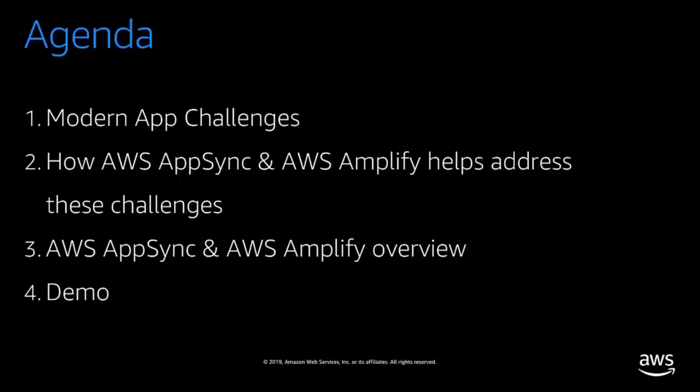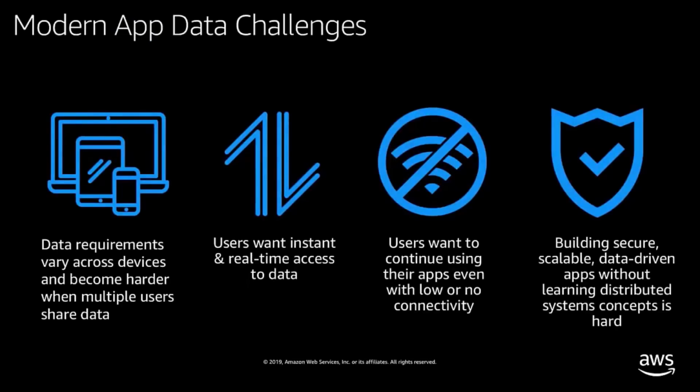So what are some modern app data challenges? Well, first of all, most applications that you use these days work across multiple devices. So when you access your application, you may be accessing it from a desktop at one moment, and then you may go to eat lunch or something, and then you may need to access the same data from your mobile device. And then on top of that, we have multiple users sharing data. For instance, if you have a spreadsheet application or dashboards that are using data from multiple users, this becomes even harder. And we're going to look at how AppSync actually helps address this issue.